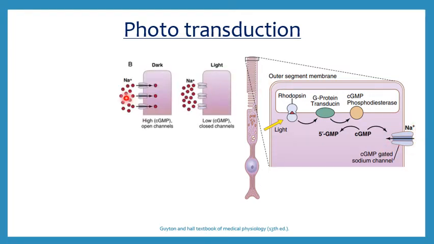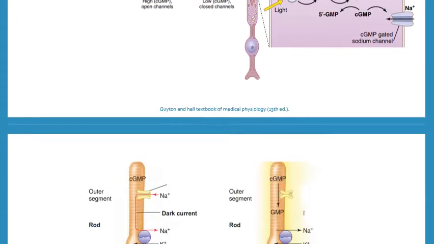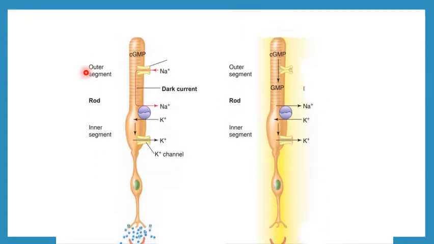So in the dark, there is continuous flow of sodium into the cell, but in the light, there is no entry of sodium, which means the cell will be hyperpolarized. So see, in this image, you can see that there is the sodium current present when the photoreceptor is in the dark. But when the photoreceptor is in the light, there is no sodium current and no neurotransmitter is released.